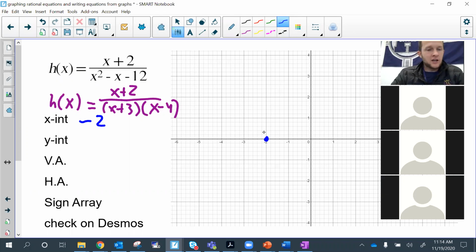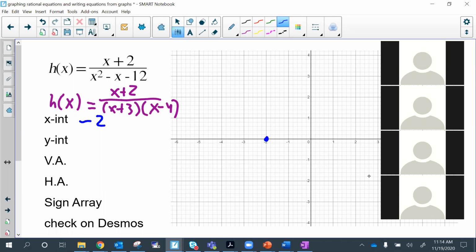All right, so then y-intercept, I think we would have said Skylar on. No, that was Emma. Emma, what's our y-intercept? Is it 2 over -12? You are correct. Now I'm going to reduce that to -1/6, which if I put that in my calculator, is like -0.16, okay? So that's going to be down like right here. Okay, cool. So Skylar, what about the vertical asymptotes?